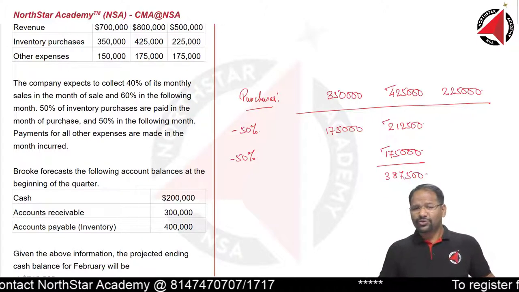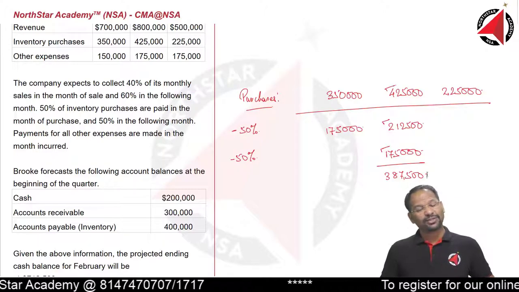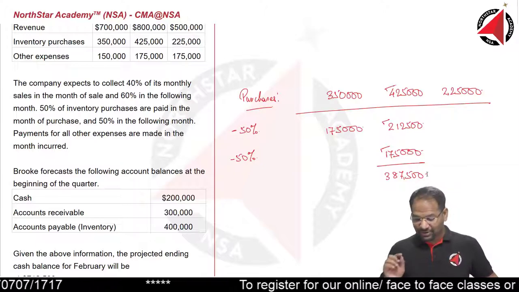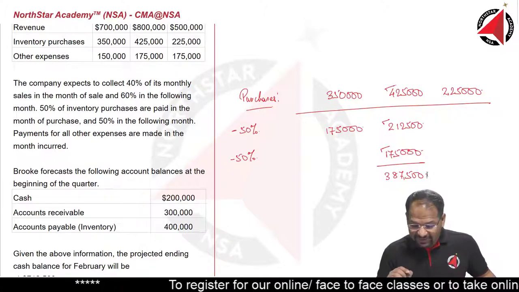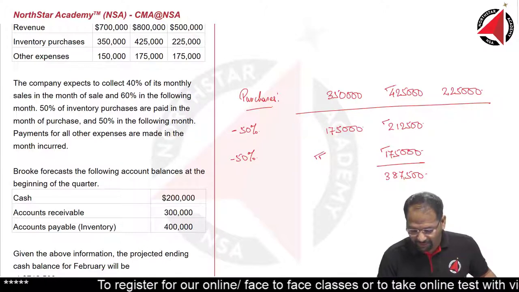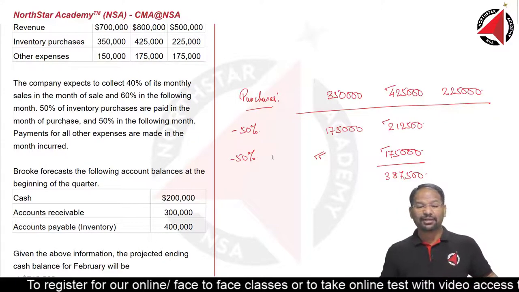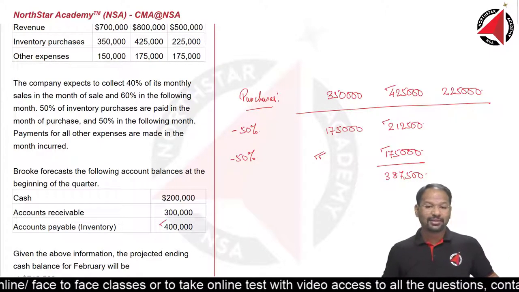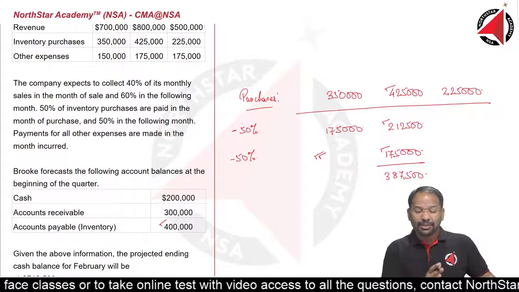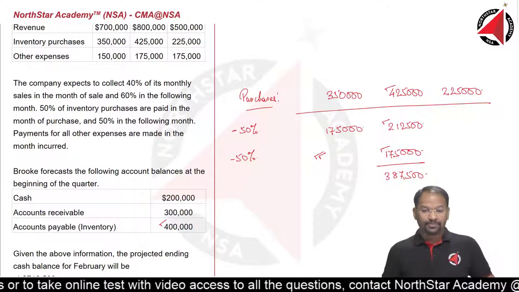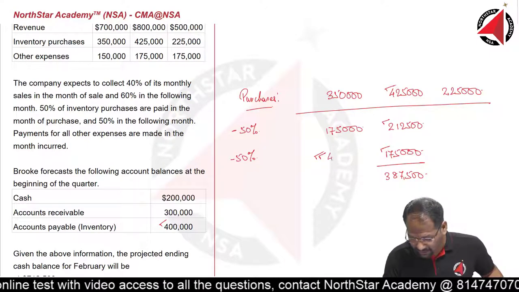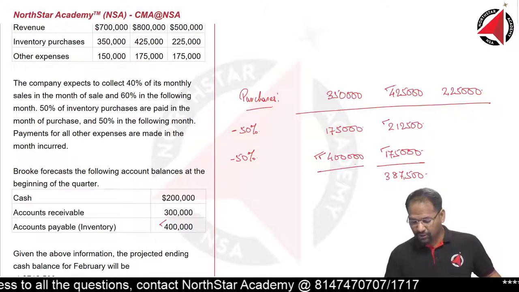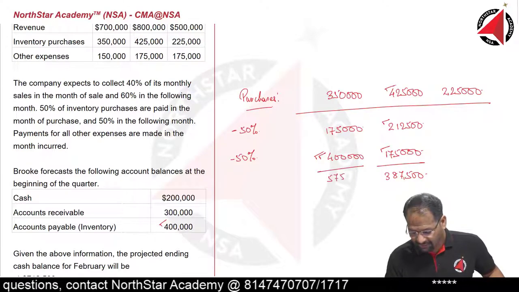For January also, do we need to calculate payments? Answer is yes, we need to, because we need to calculate the cash balance at the month end for February. So January payments also we need to calculate. How much is the payment that we have done here? This number. For which purchases? For the purchases made in the month of December. So we have to look here. For December purchases, we have outstanding balance here, 400,000. This is for the December purchase, which shall be paid in the month of January. So 400,000 shall be paid in the month of January. How much is the total payment? 575,000.